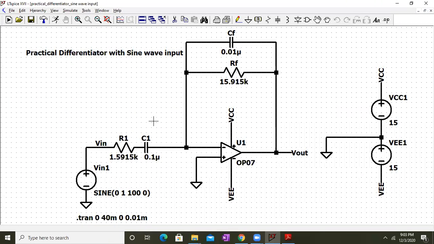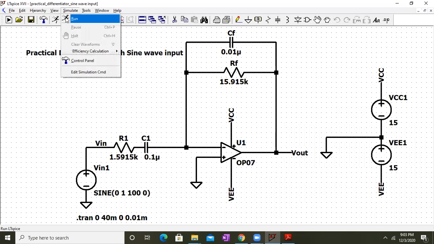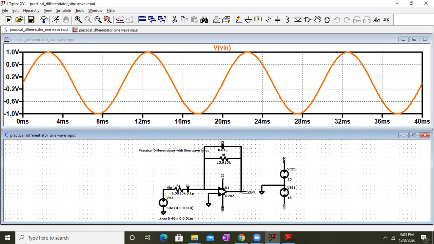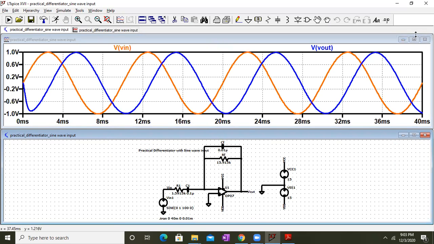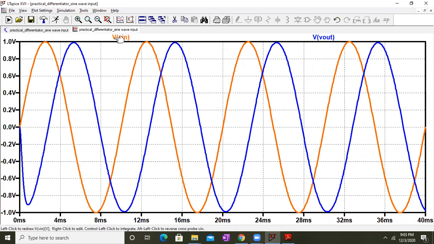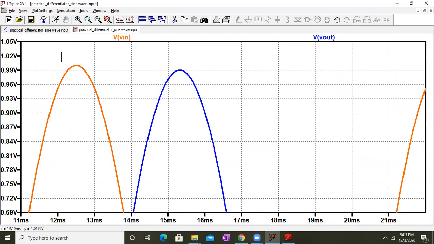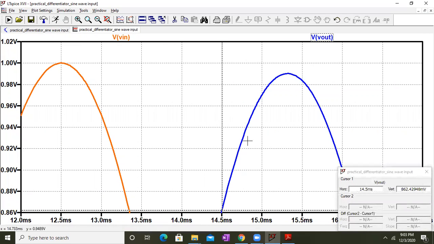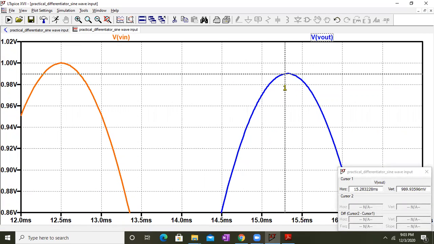I have already built up the circuit. We have applied a sine wave and we are expected to get an output cosine wave. So here is my input and here is my output. Let me expand it. As you can clearly see, the V out is slightly lesser compared to V in. That's because we are getting 0.99. And here also it's confirming, I believe, it's 990 millivolts, that is around 0.99 volts.